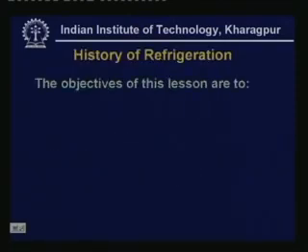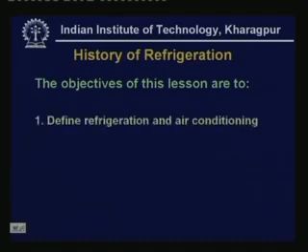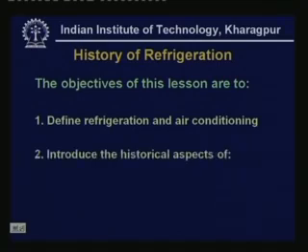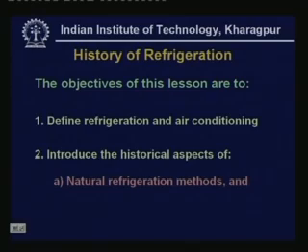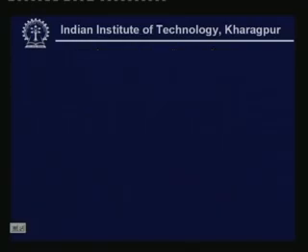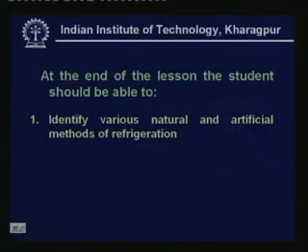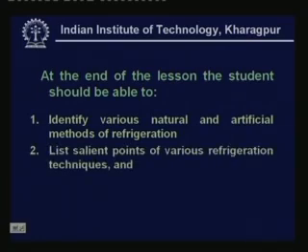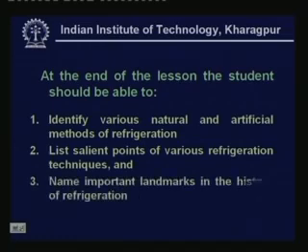I would like to begin this course with a brief history of refrigeration, and the specific objectives of this particular lesson are to define refrigeration and air conditioning, then introduce the historical aspects of natural refrigeration methods and artificial refrigeration methods. At the end of the lesson, you should be able to identify various natural and artificial methods of refrigeration, list salient points of various refrigeration techniques, and name important landmarks in the history of refrigeration.